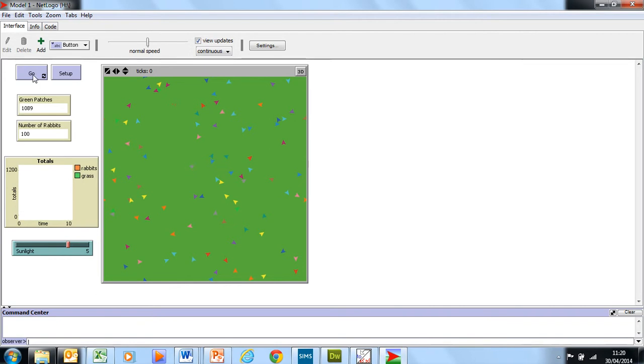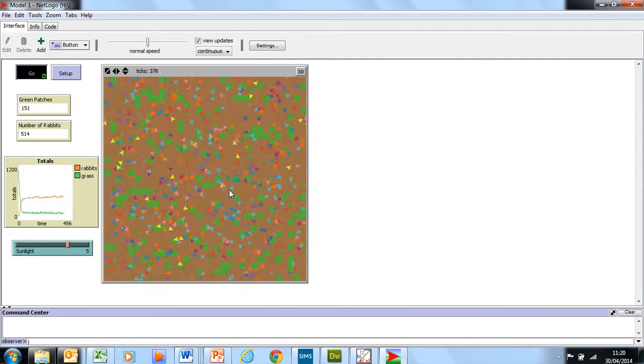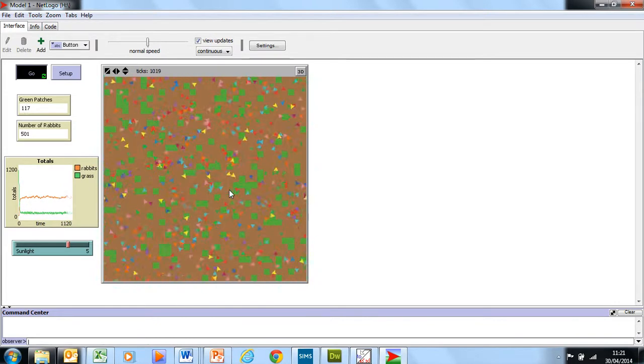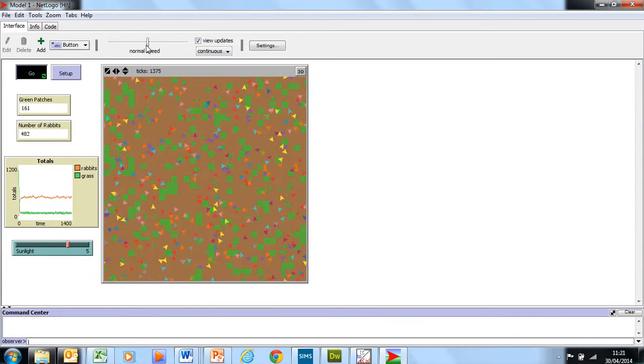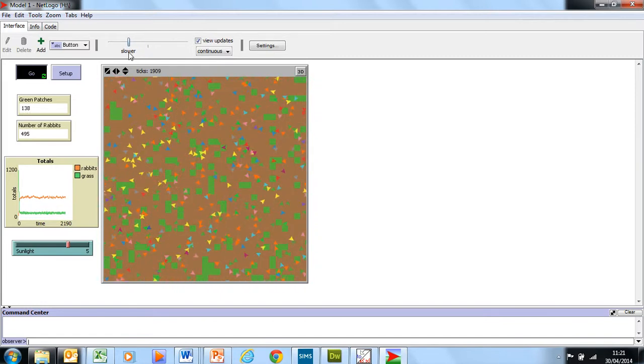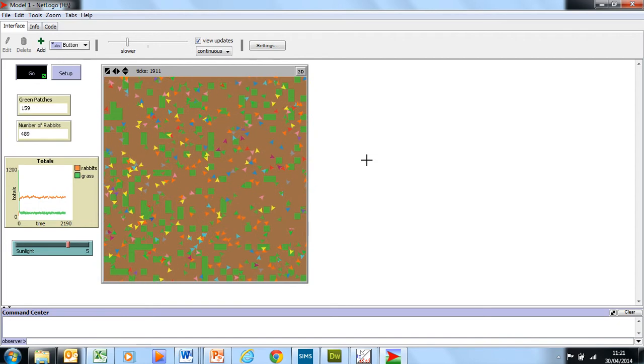Now if I press go, what this simulation probably looks like to you is a bunch of whizzy triangles jumping around with brown and green on it, which is pretty much what it is. If I just slow it down a wee bit to about here, let me explain what is happening.